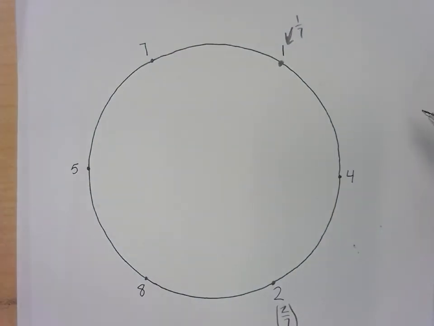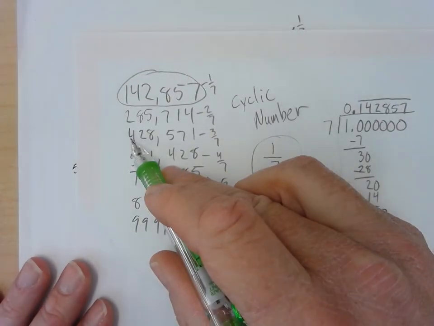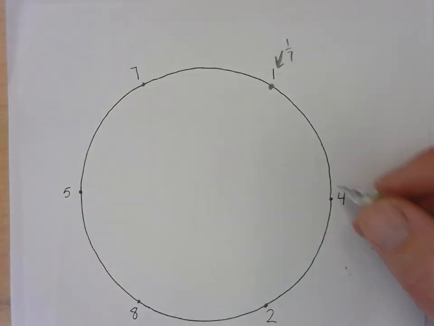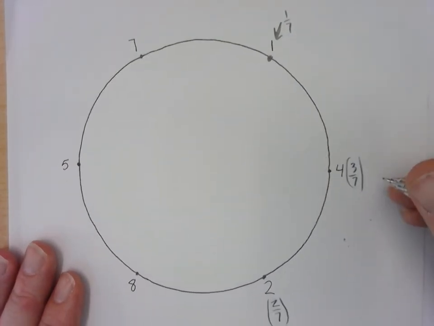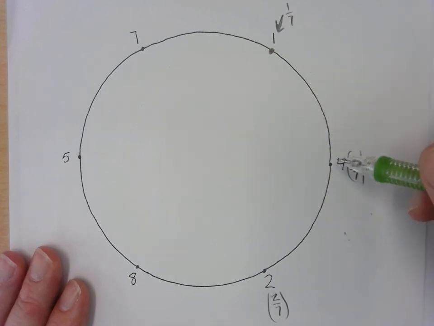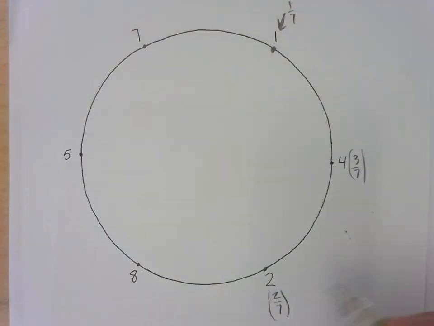Then 3/7. Where's 3/7 going to start? Well, 3/7 is going to start with the 4. So it's going to be right here. So this 3/7 would start here. And then 4/7, where's that going to start? 4/7 starts with a 5. So that's going to start over here.